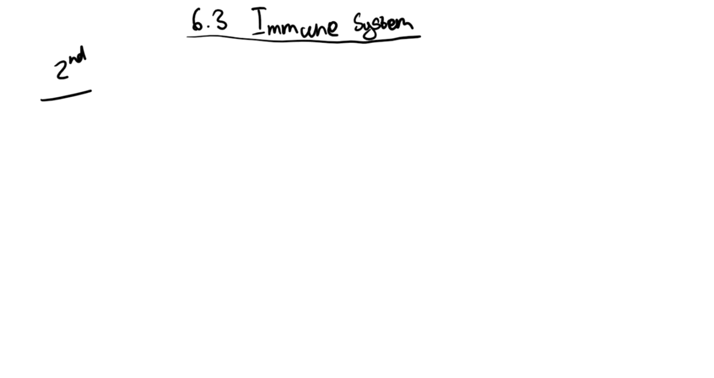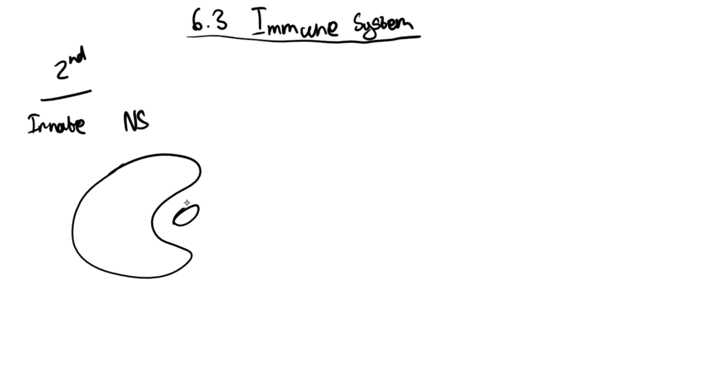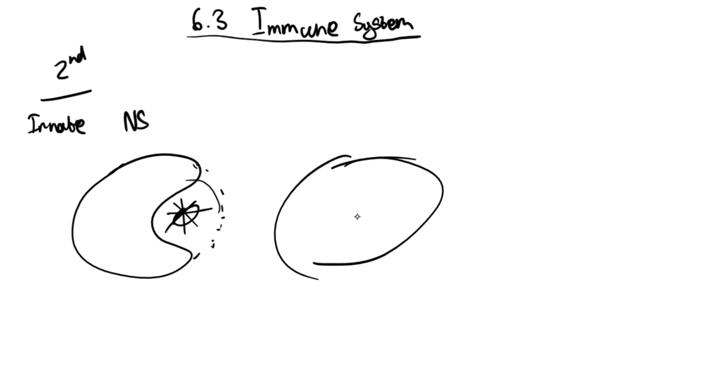Okay, moving on, we're going to the second line of defense, and this is called the innate immune system, which is non-specific. Non-specific means all the pathogens are treated the same, and we have something called phagocytes. Phagocytes are cells which conduct phagocytosis, which is basically where blood cells engulf a pathogen. They engulf a pathogen inside and break the pathogen down in something called a phagolysosome using enzymes called lysozyme.